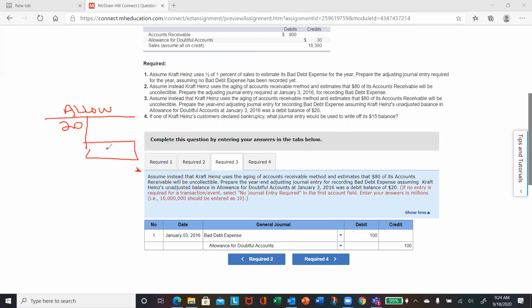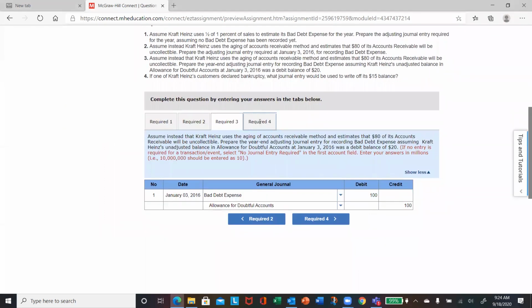I think it's 80. So if you want that to be at 80, you'd have to do an adjustment of 100, because 100 minus 20 would get you to 80. So that's where they'd get this. You would debit bad debts expense and credit your allowance for doubtful accounts for 100 to get you to be that credit balance of 80. All right, and I believe that's part 3.